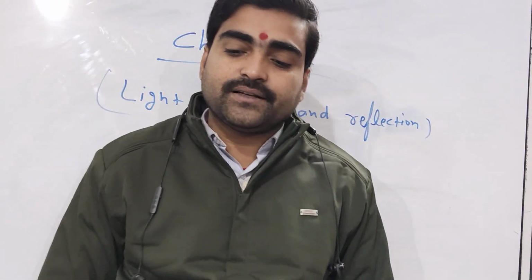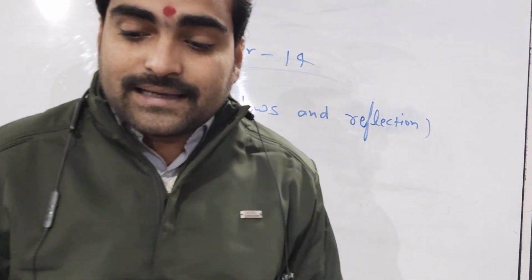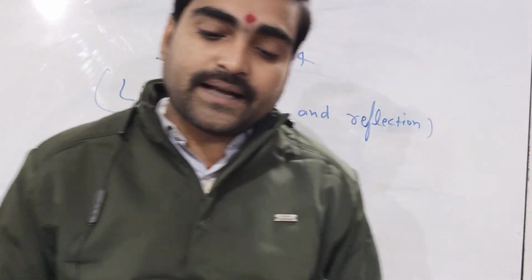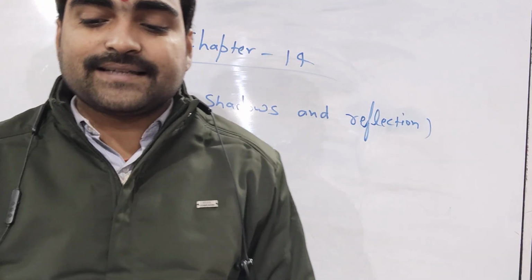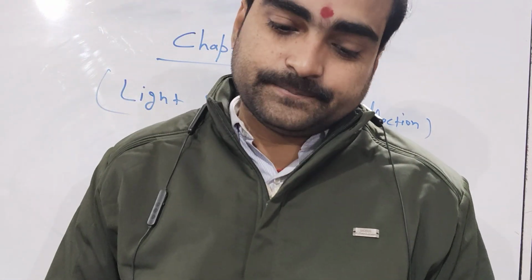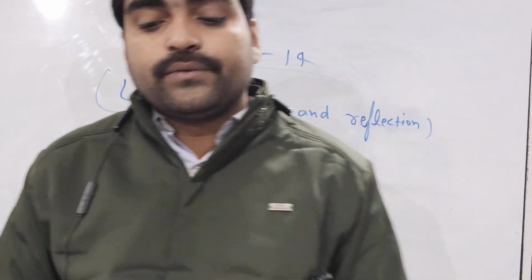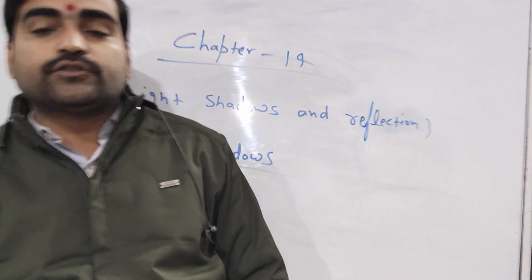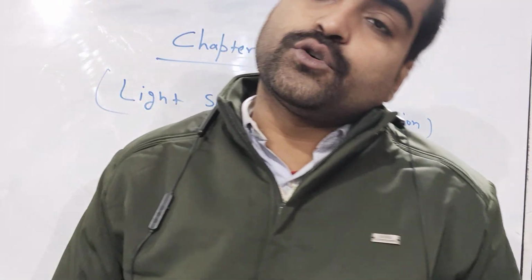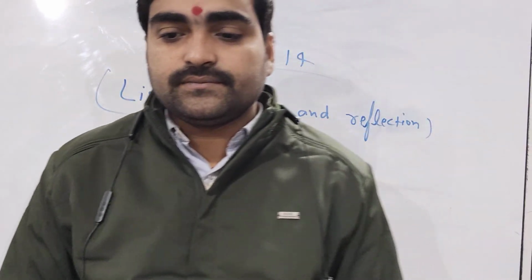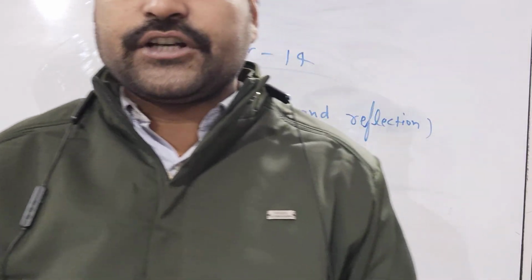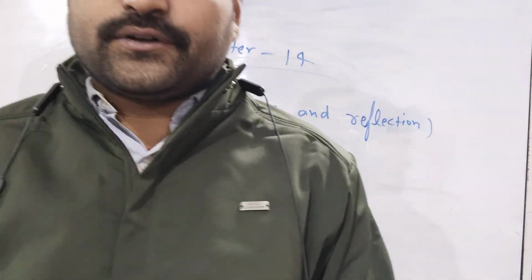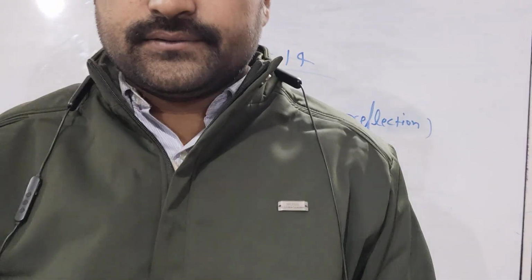A screen is something which is opaque. As light falls on the object placed in front of a screen, a shadow of the object is formed on the screen. Shadows are always formed on the opposite side to the source of light, and the shadow formed by sunlight keeps changing in size from morning to afternoon till the evening.